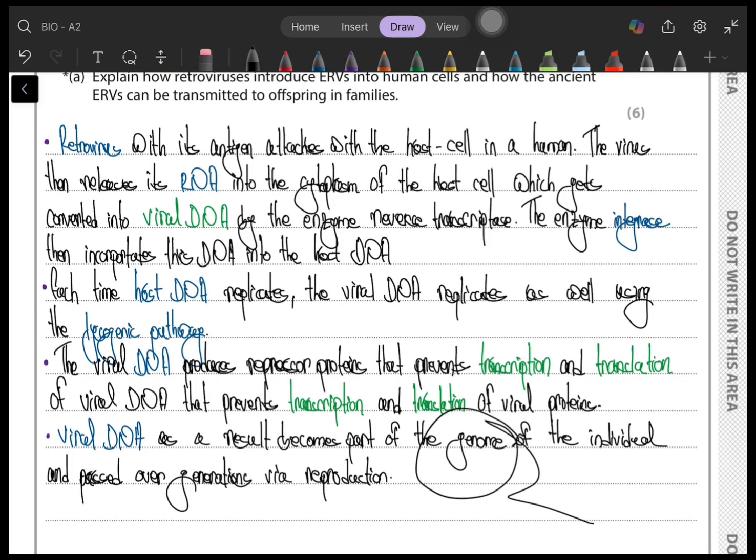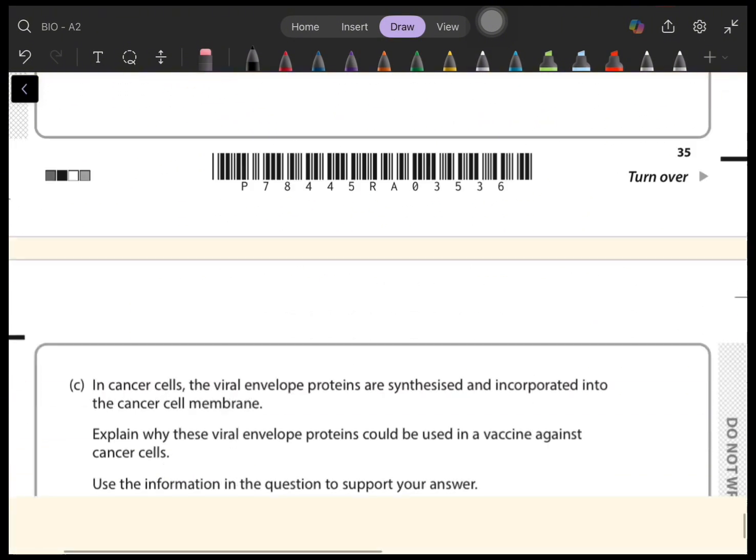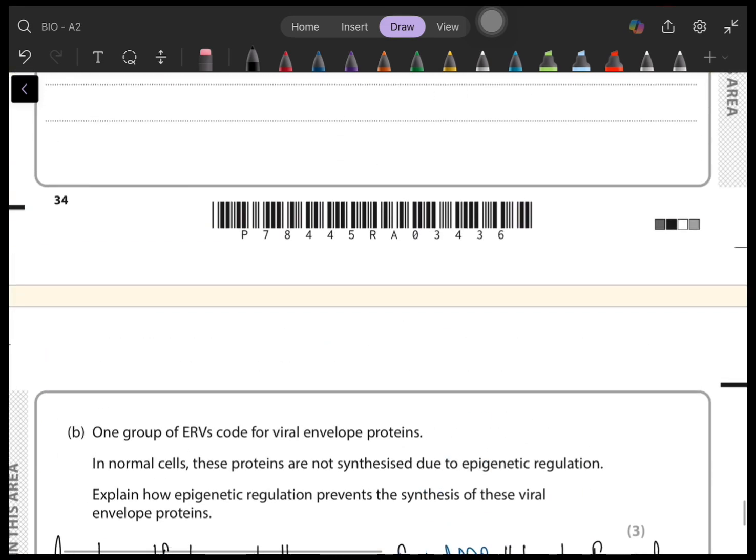What do you mean by genome? Genome is the sum of all of the genes of someone, right? Of an animal. We have two more questions to go.